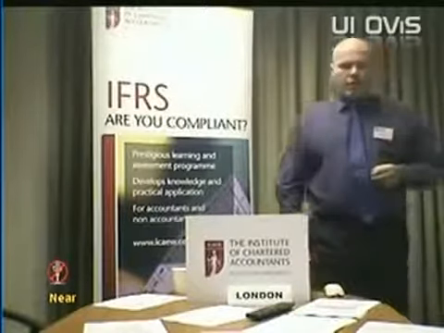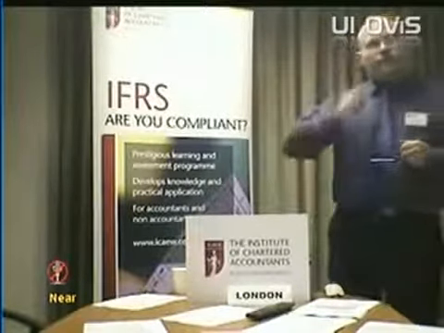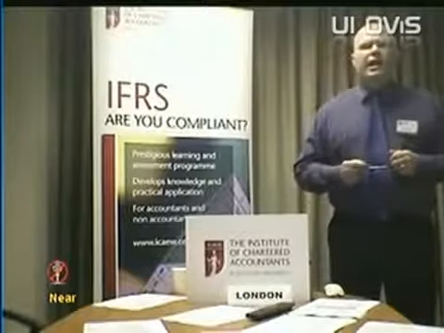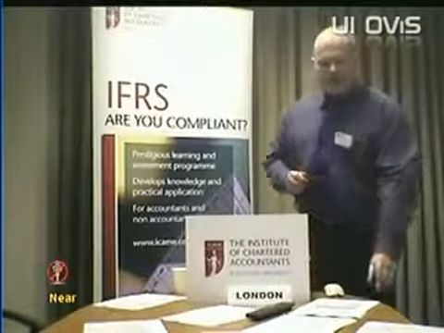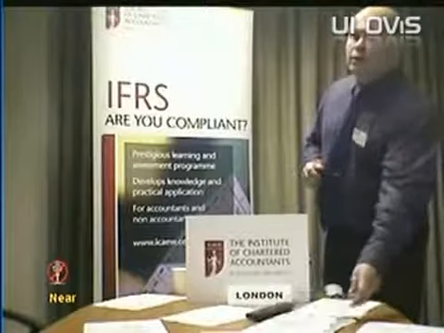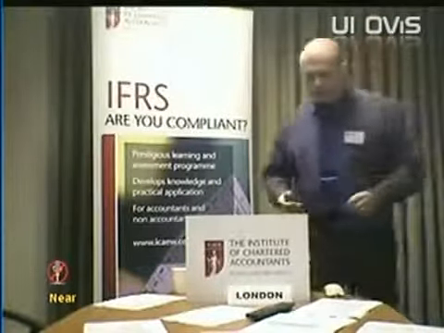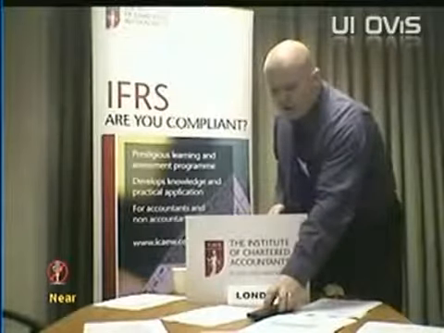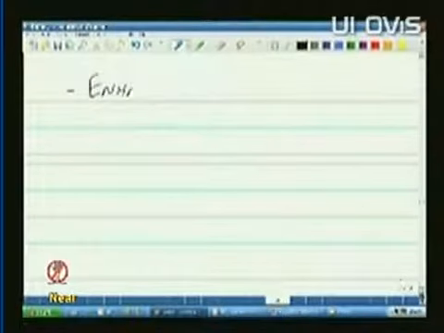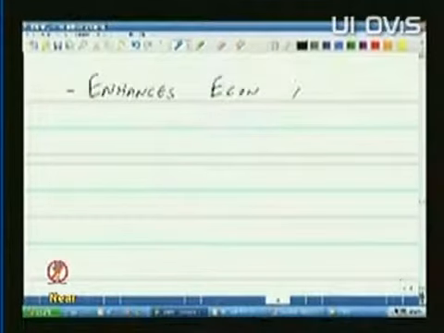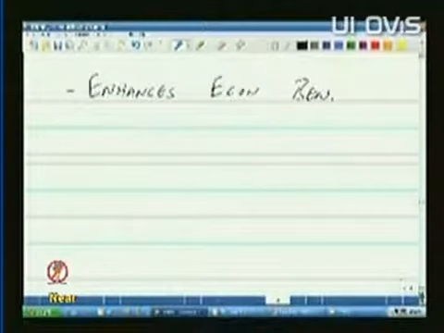to use. Subsequent expenditure is one of those areas, again, that sometimes causes a little bit of confusion. You are allowed to include subsequent expenditure subject to certain criteria. So, what kind of costs can we include in this? Well, the first thing that you can include is anything that enhances the economic benefit. Okay? So anything that enhances economic benefit can be capitalised.